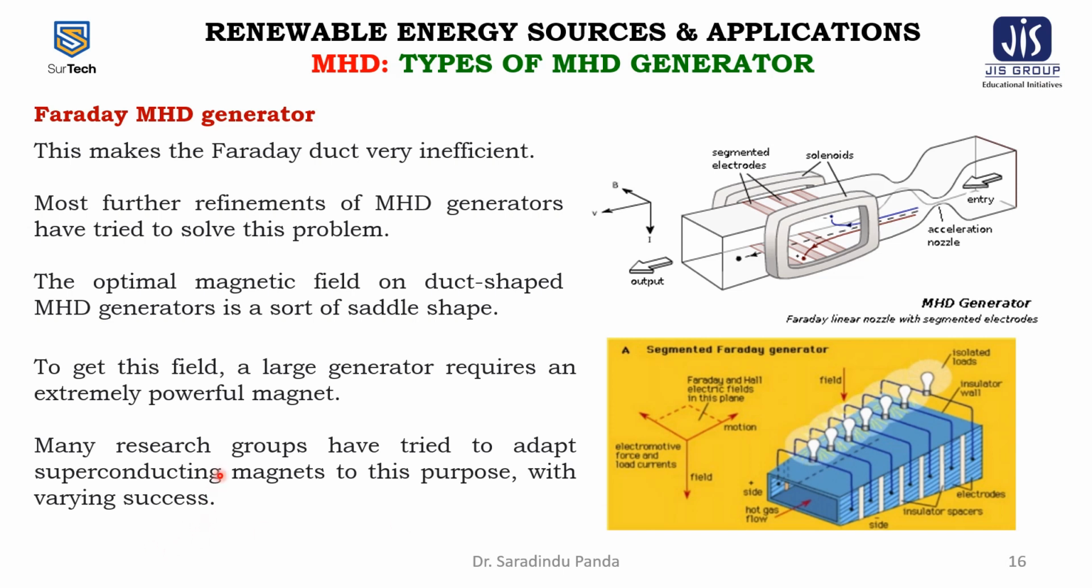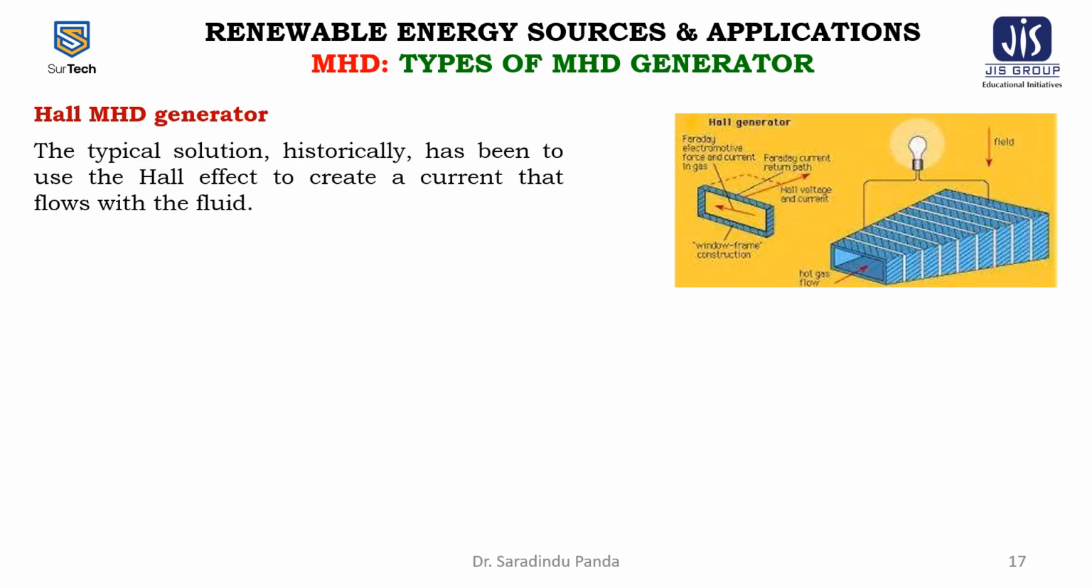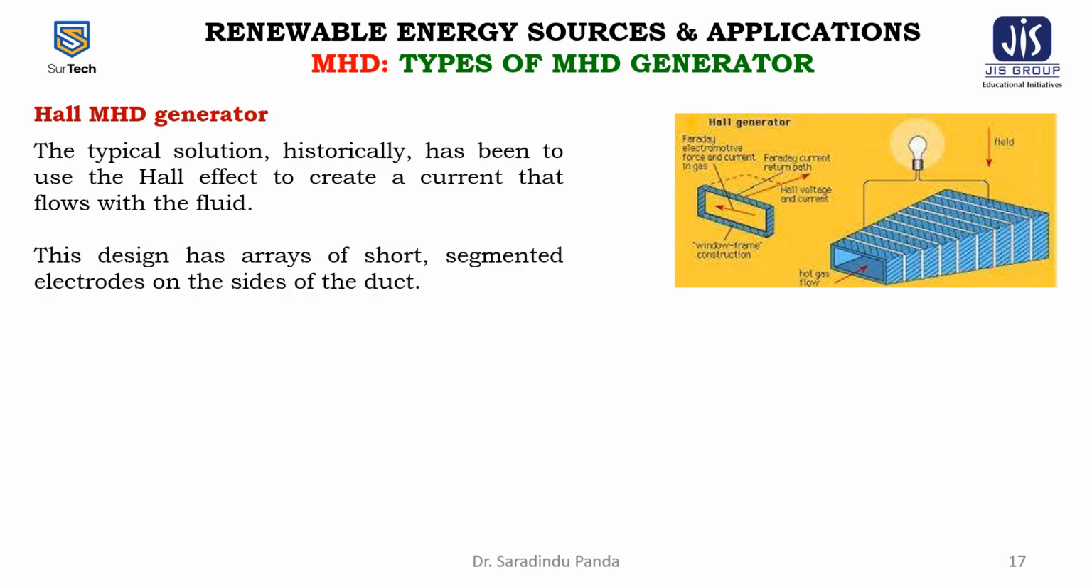Many research groups have tried to adapt superconducting magnets to this purpose with varying success. Now the second type of generator is called the Hall MHD generator. The typical solution historically has been to use the Hall effect to create a current that flows with the fluid.